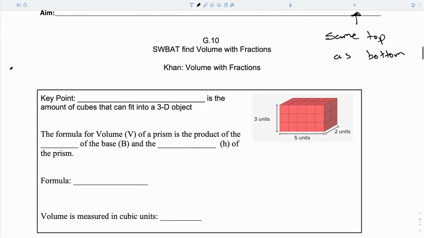Your key points today: the volume, not surface area. The volume is the amount of cubes that can fit into a 3D object. If you opened up this box and started putting cubes inside of it, you would find the volume of this rectangular prism. The formula for the volume of a prism is the product of the area of the base and the height.